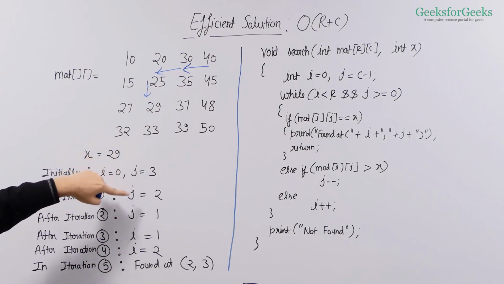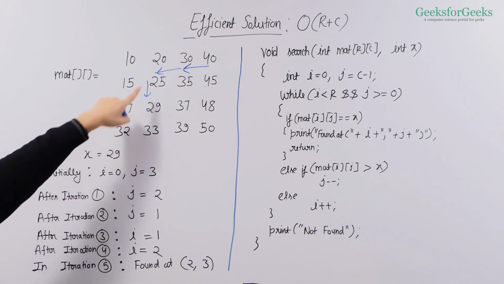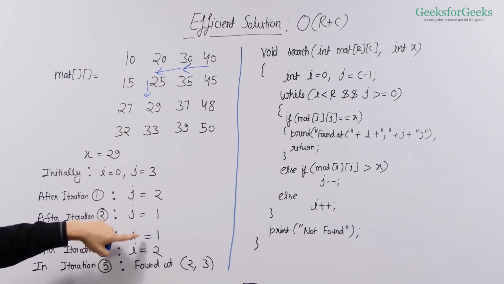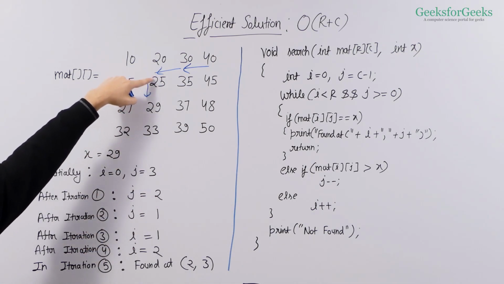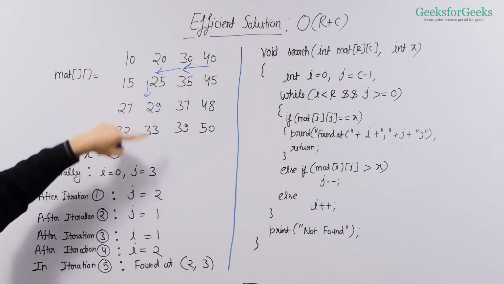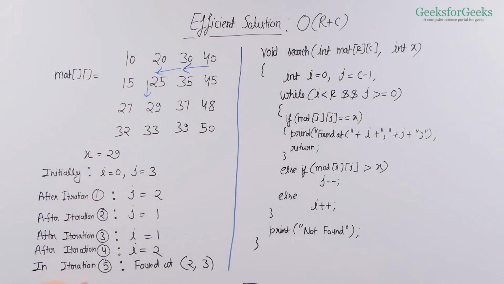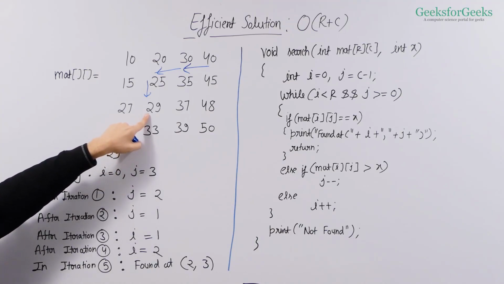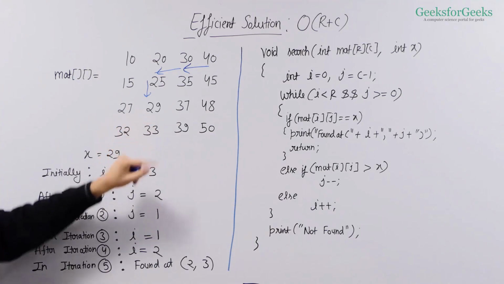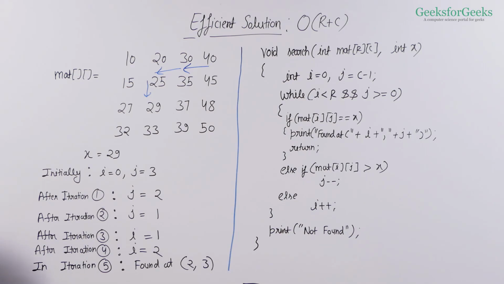So initially j is 3, then j becomes 2, then j becomes 1 at this point. Now i becomes 1, right, at this point, and at this point i becomes 2. And when i becomes 2, in the fifth iteration, you are here, you find matrix[i][j] equal to x, you print this and you come out of the function.